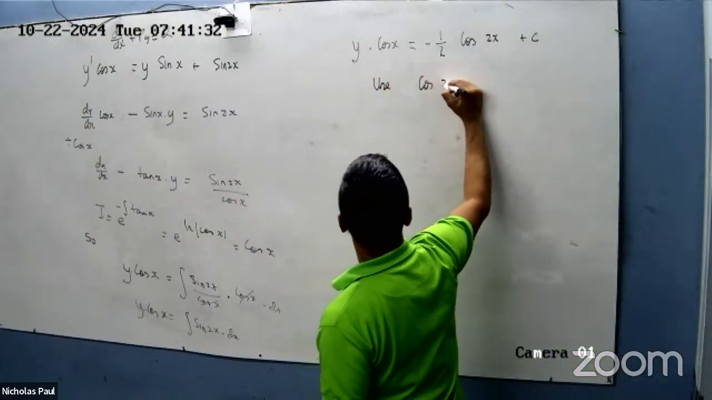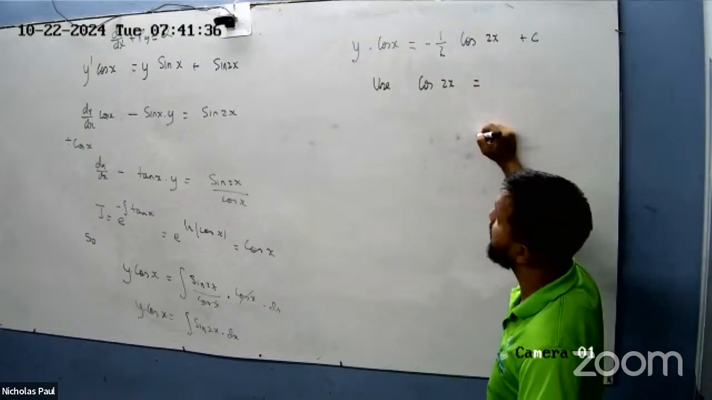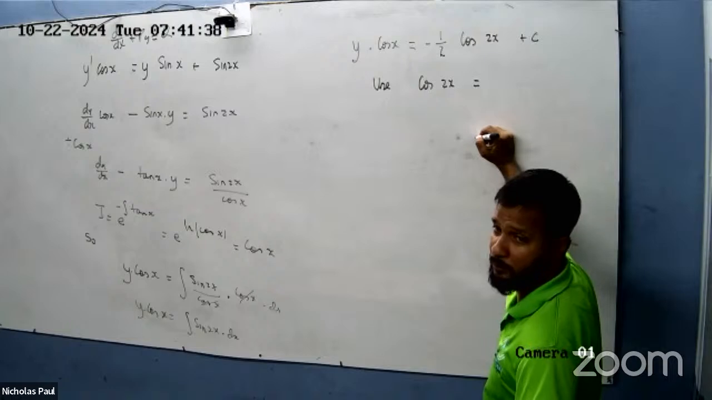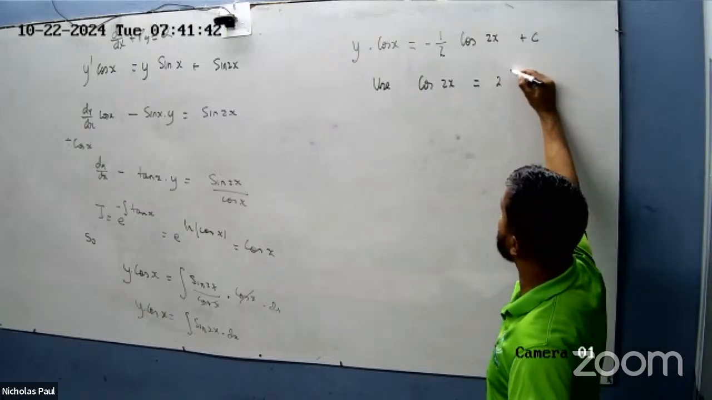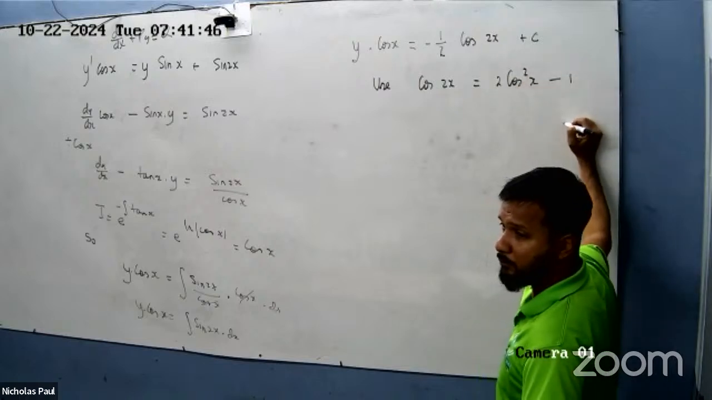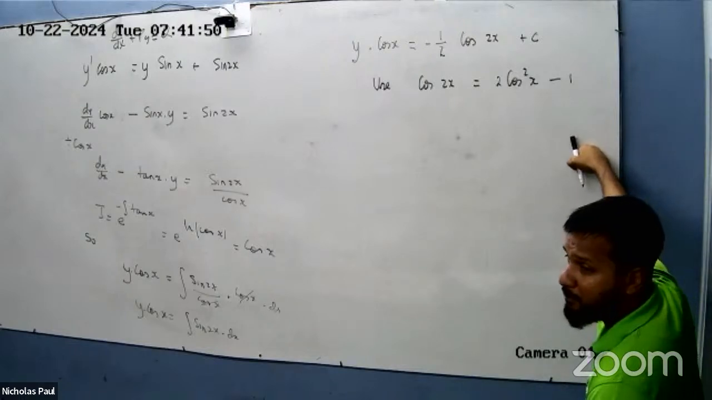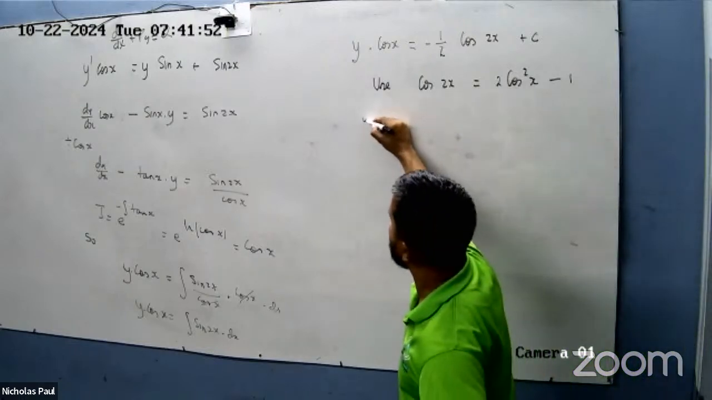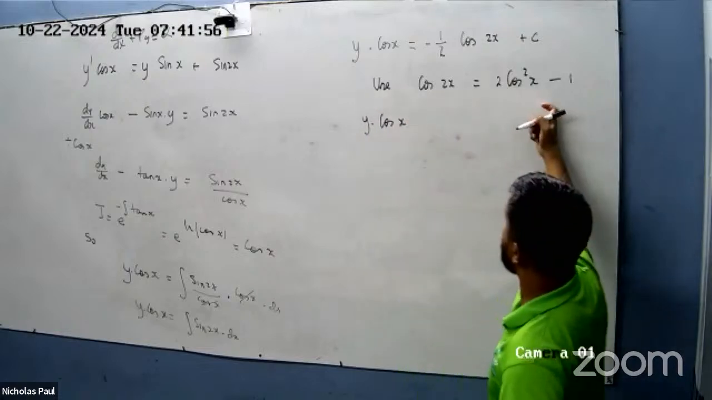Anybody? What to do? Right. Cos 2x is what? 2 cos squared x minus 1. Yes. Remember that? 2 cos squared x minus 1. Sine squared minus cos squared. Now we're going to do it using this one.